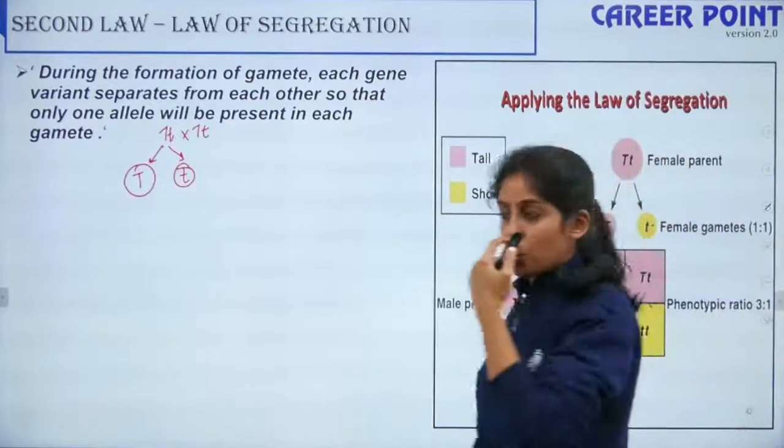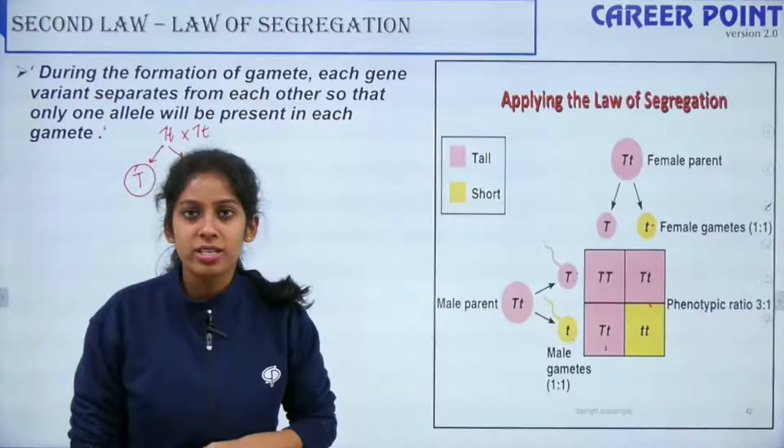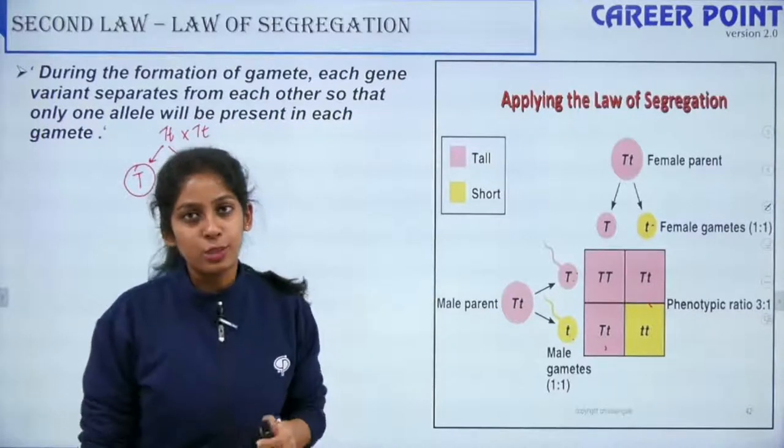We'll continue on Wednesday. Probably on Wednesday, I will talk about incomplete dominance and co-dominance. Then we can move forward with inheritance of two genes.